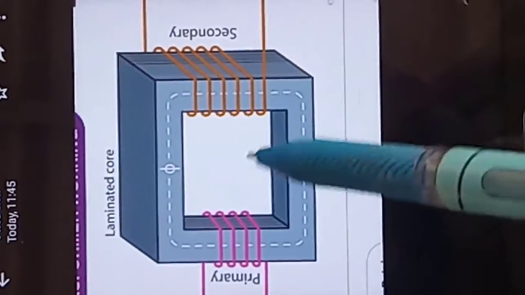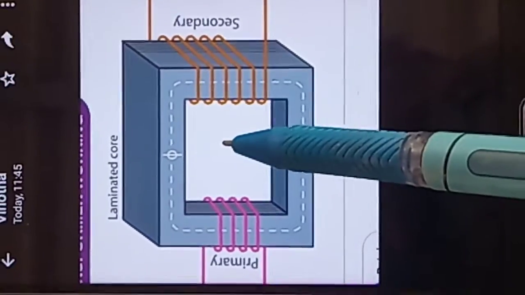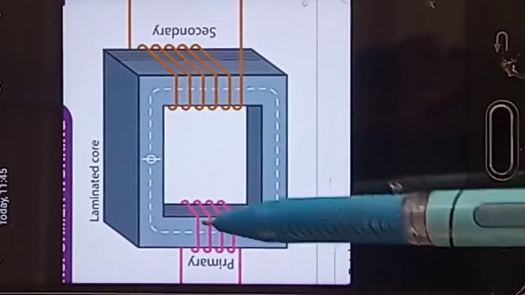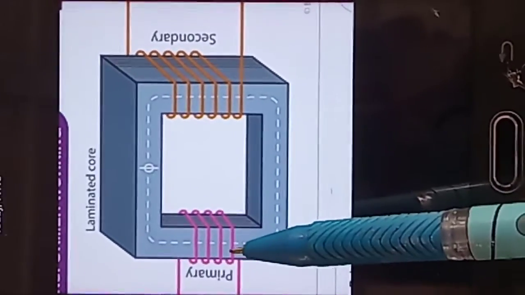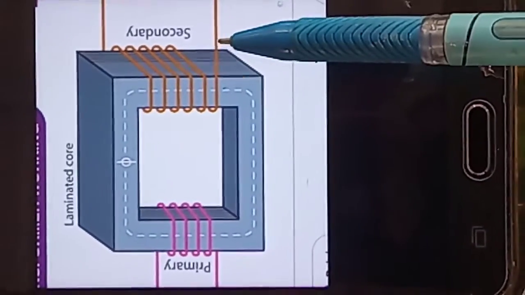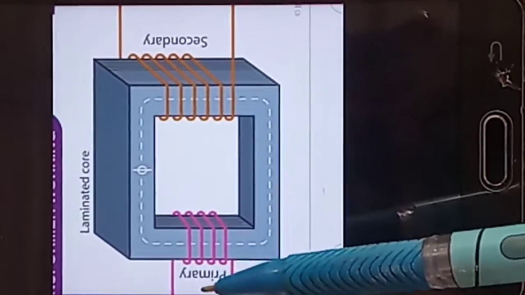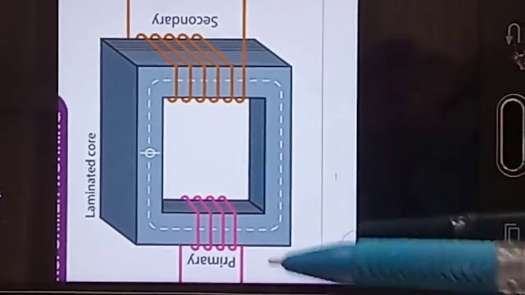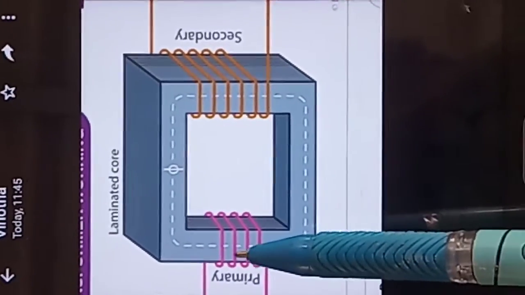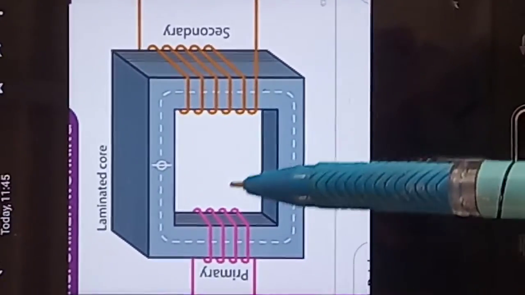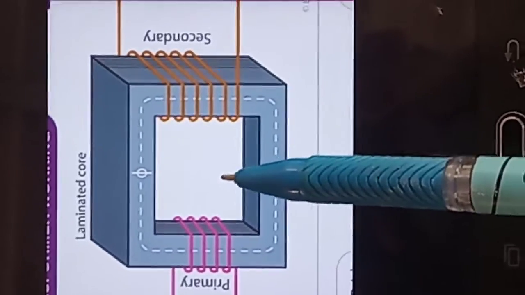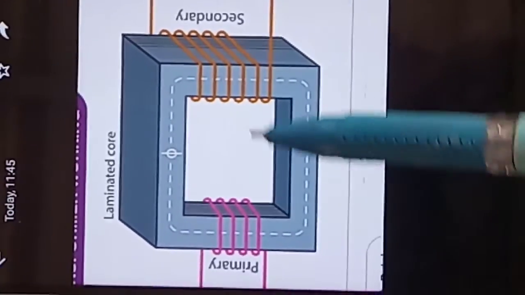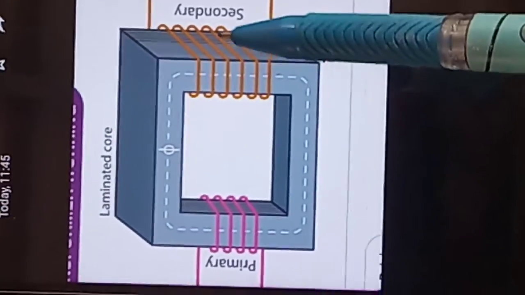So now you know about the transformer. What is the principle used in the transformer? Electromagnetic induction. How many coils are there? Two coils. What are they? Primary coil and secondary coil. These two coils are insulated from each other. The alternating current flowing through the primary coil induces the magnetic field in the iron ring. The magnetic field of the iron ring induces the varying EMF in the secondary coil.